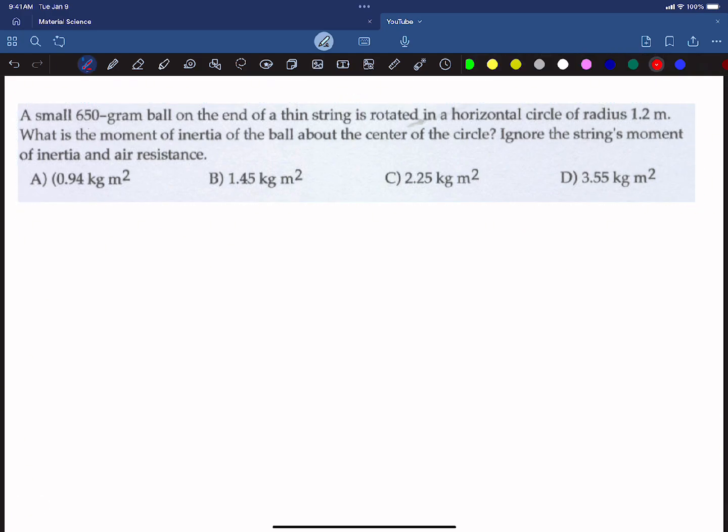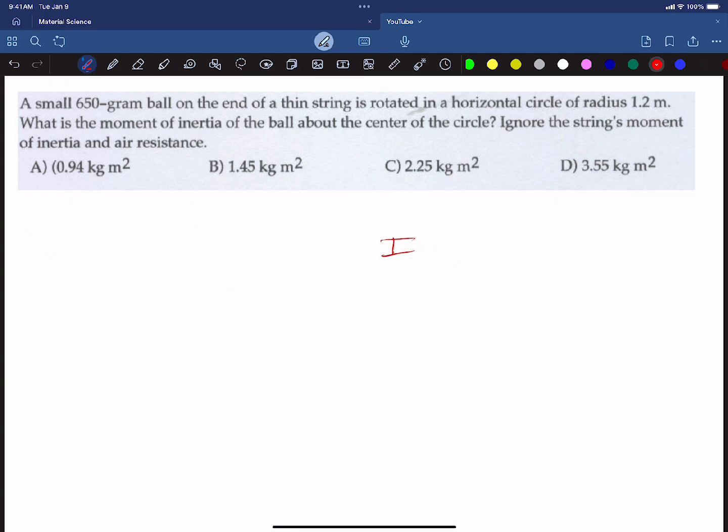A small 650-gram ball on the end of a thin string is rotated in a horizontal circle with a radius of 1.2 meters. What is the moment of inertia of the ball about the center of the circle? Ignore the string's moment of inertia and air resistance.